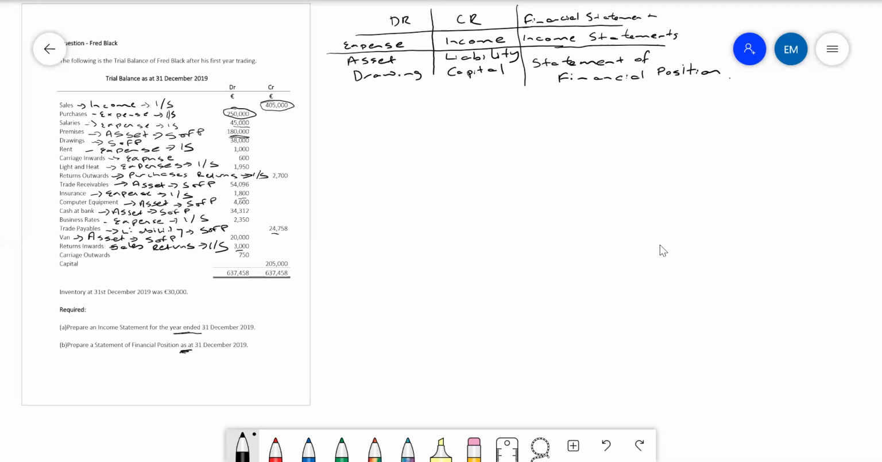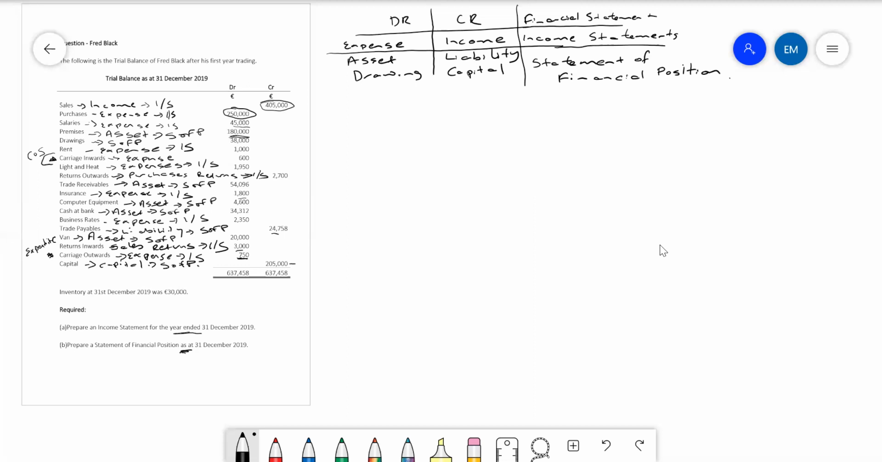And your carriage outwards, it's a debit balance, it's an expense, and will appear in your income statement. And just to note, we have carriage in and we have carriage out. Carriage in forms part of your cost of sales figure, and carriage out goes in your expenditures section in your income statement. And finally, capital is a credit balance. Therefore, it will appear in your capital section in your statement of financial position.